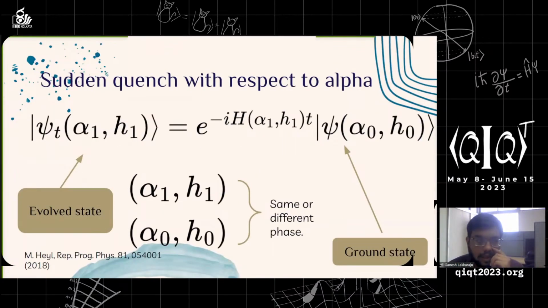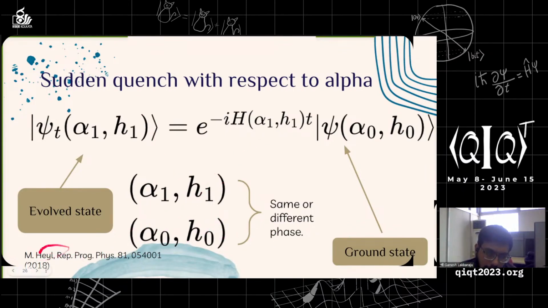I'll describe more. If you consider the ground state of the Hamiltonian corresponding to the parameters alpha 0 and h 0, and evolve it with a sudden quench, which essentially means changing the parameters of the Hamiltonian very suddenly from alpha 0 to alpha 1 and h 0 to h1, and evolve the corresponding ground state with this Hamiltonian, you will end up with an evolved state that looks like this.